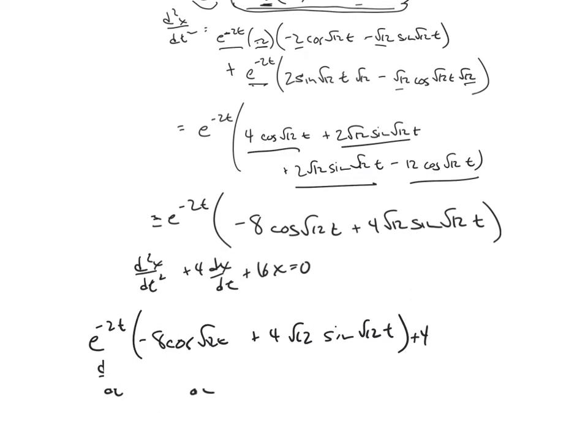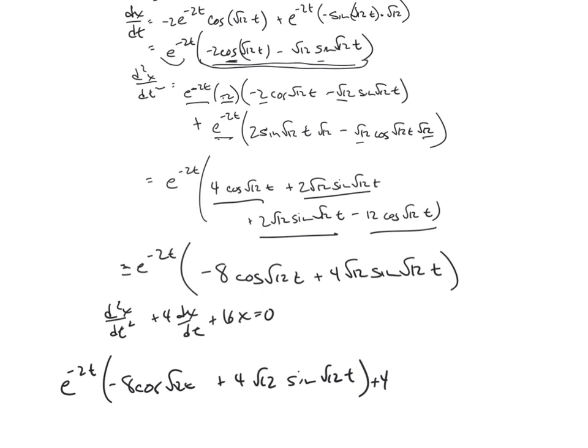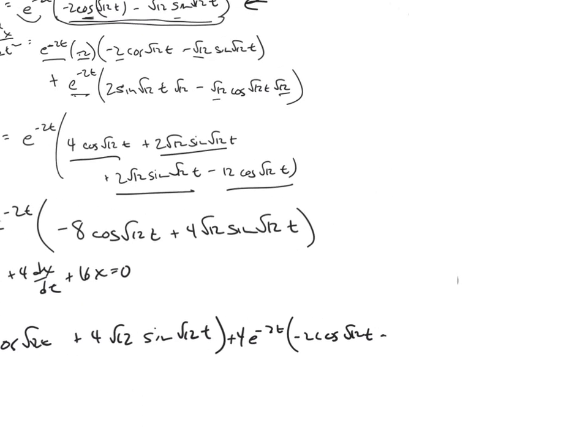plus 4, and that's going to be e to the minus 2t times, looking up here, minus 2 cosine root 12t minus root 12.